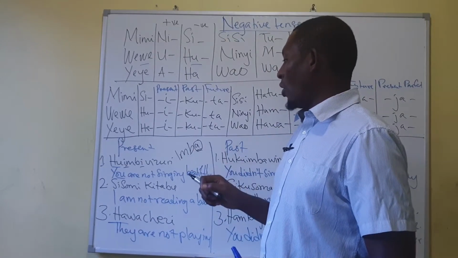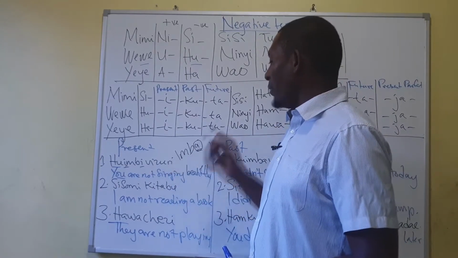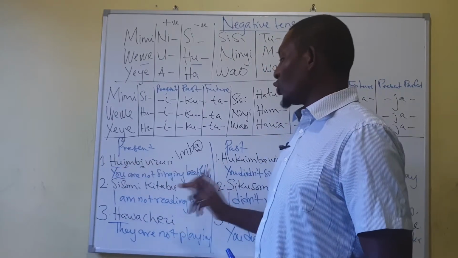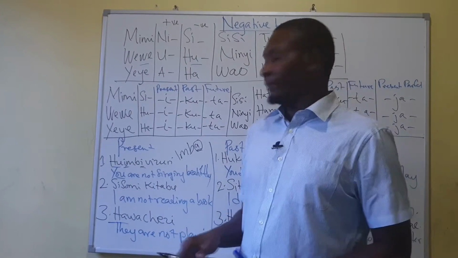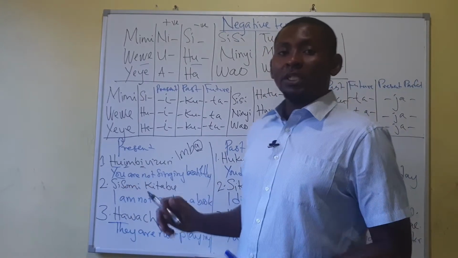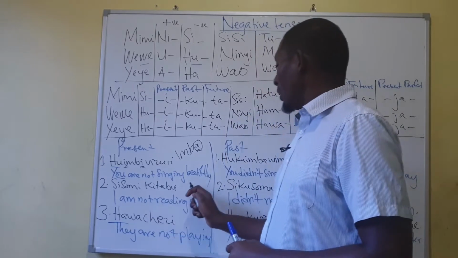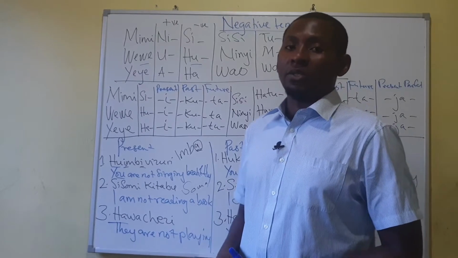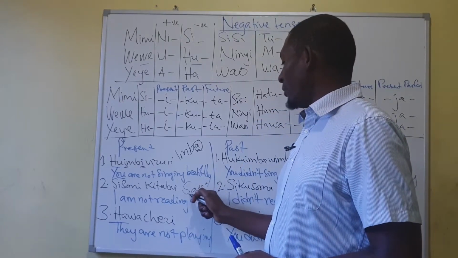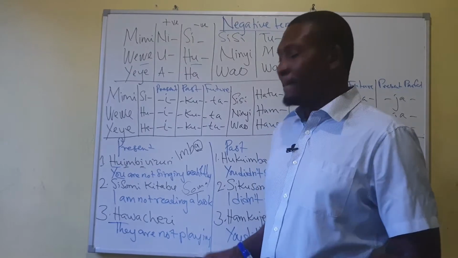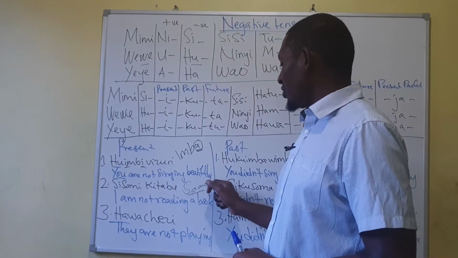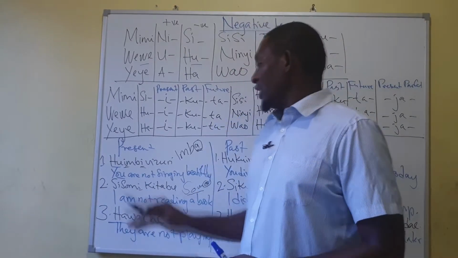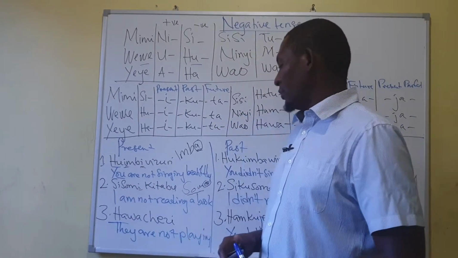final a of the stem of the verb. So huimbi vizuri, you are not singing beautifully. Sisomi. Soma is the verb. The stem, som, you change that into i to negate. Sisomi kitabu, I'm not reading a book.